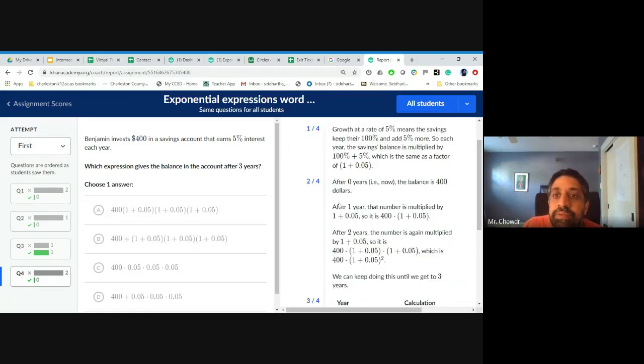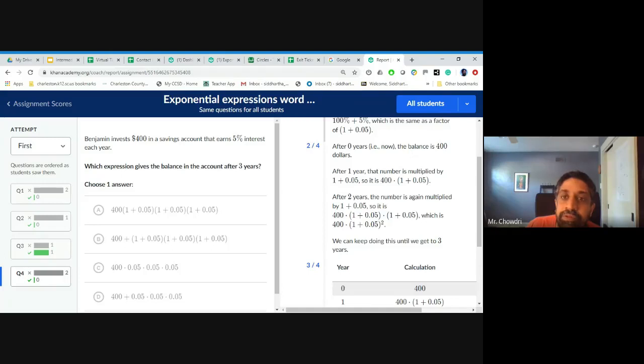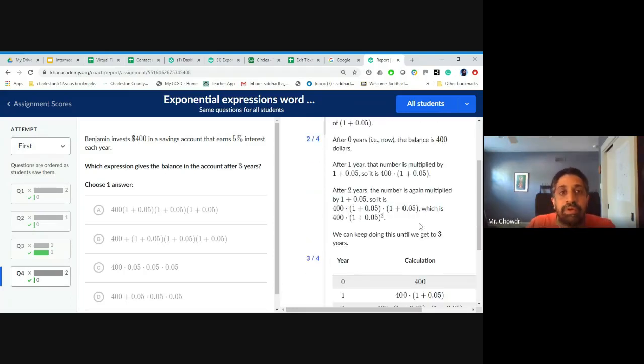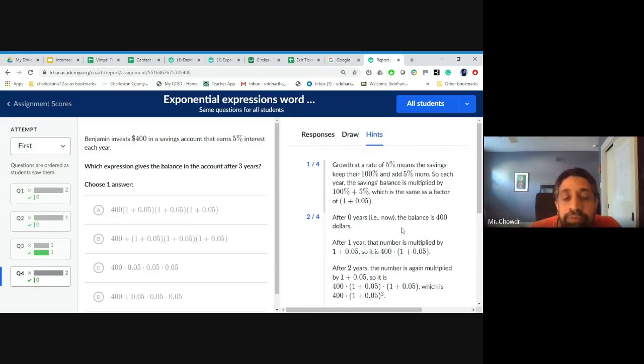A growth rate means savings keeps their 100% and adds 5% more, so that each year the savings balance is multiplied by 100% plus 5%, which is also 1.05. 1 plus 0.05. And after 0 years, it's $400. After 1 year, it's that much. After 2 years, they take the amount after 1 year and multiply by 1.05. Now, this is all really confusing, but hopefully we'll be able to go through it in our live lesson today.